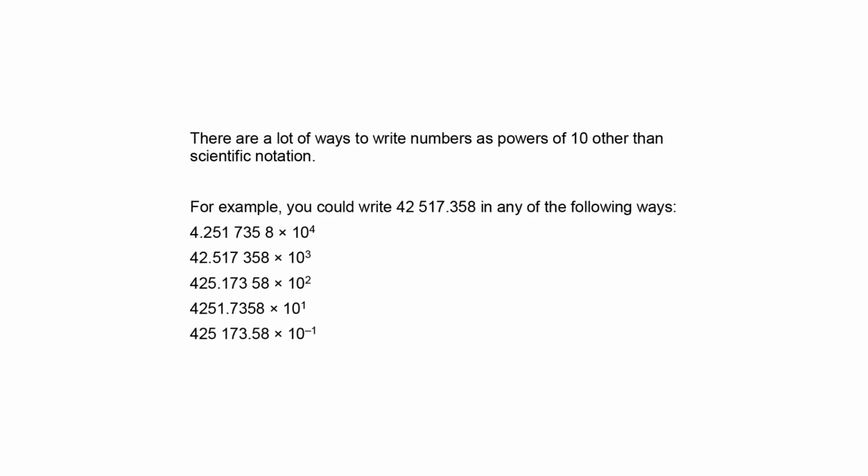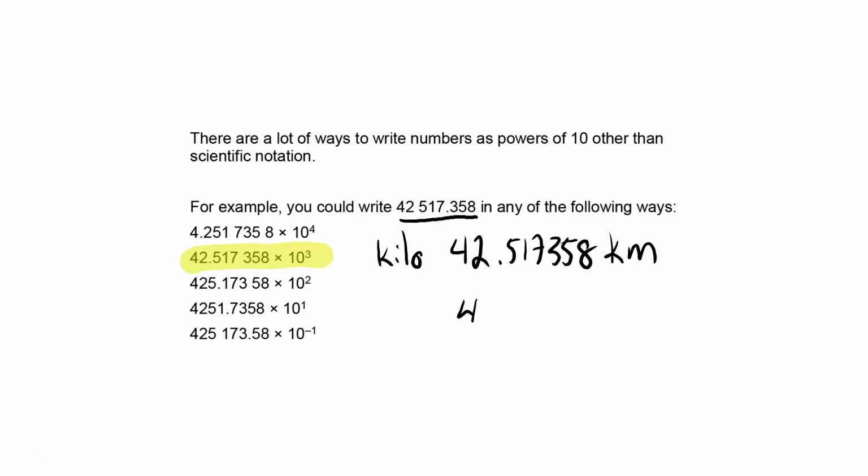But if we change it into the format of 42.517 times 10 to the third, 10 to the third helps us out because we recognize, well, hopefully you recognize from previous grades, that 10 to the third is the kilo prefix in metric. So 42,517.358 meters would be 42.517358 kilometers, which you would probably just round off to say 42.5 kilometers.